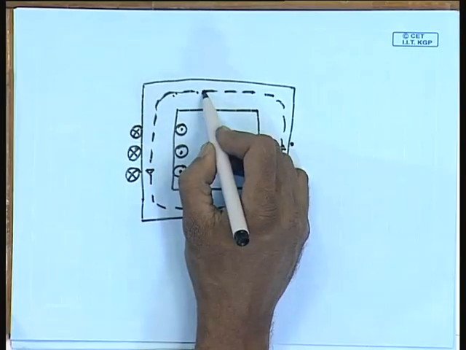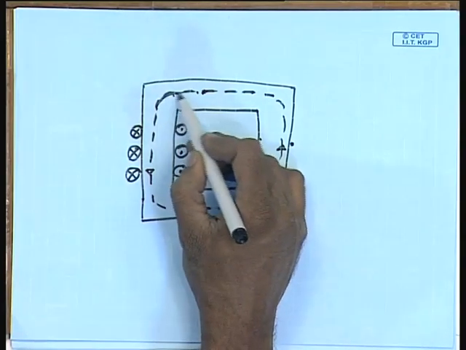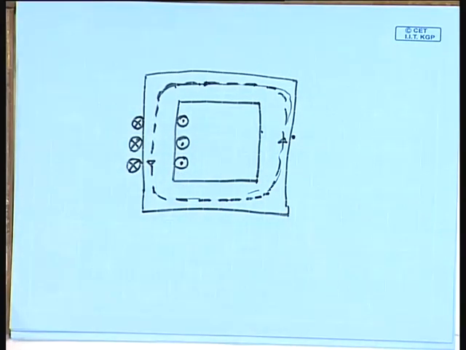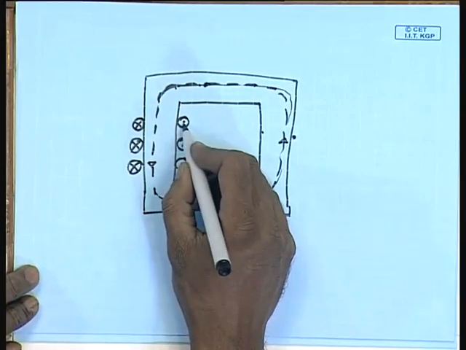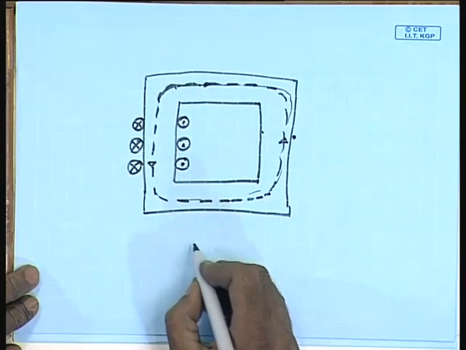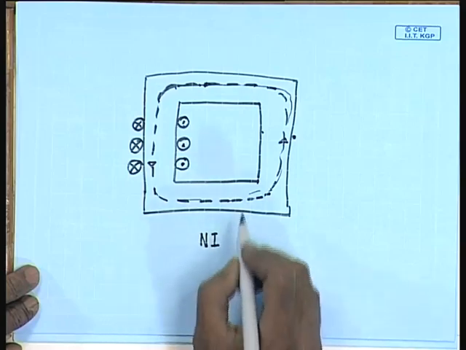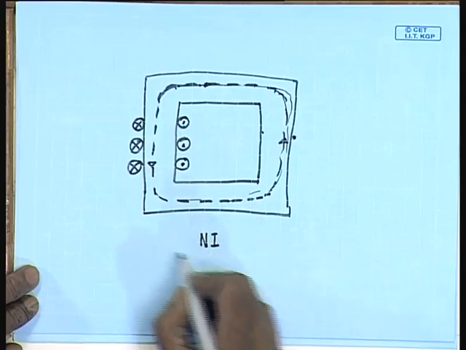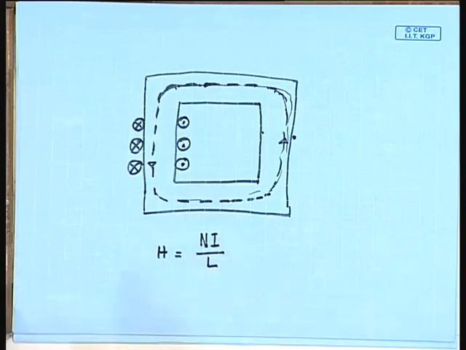Now, if we choose the closed path of the circuital law to be something inside this core, we know that H over this length is constant. Therefore, we can find H from the simple formula: if there are a total of N conductors carrying current I, then the total current enclosed is Ni, and if the mean length of the path through the core is L, then H is given by Ni by L.